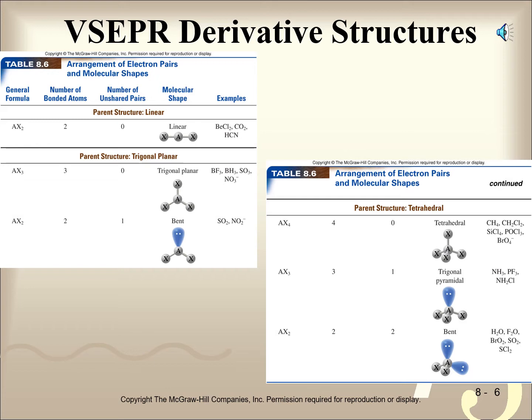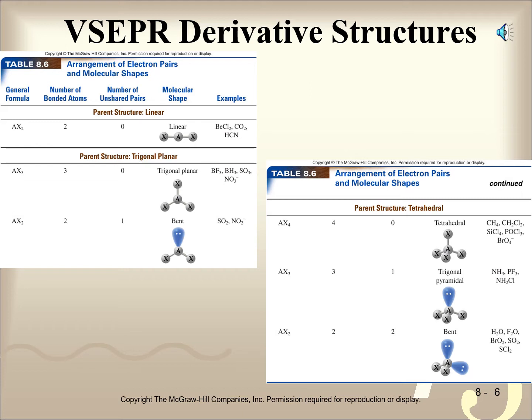Whenever the sum of those two columns is equal to 2, your shape is going to be linear. Whenever the sum of the number of bonded atoms plus the number of unshared electron pairs is 3, your electrons are going to arrange themselves in a trigonal planar shape.